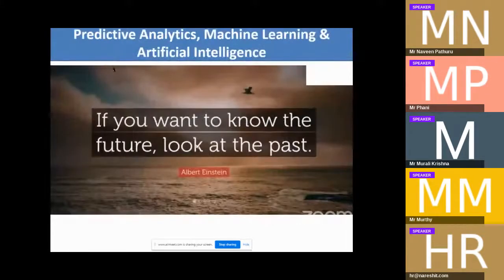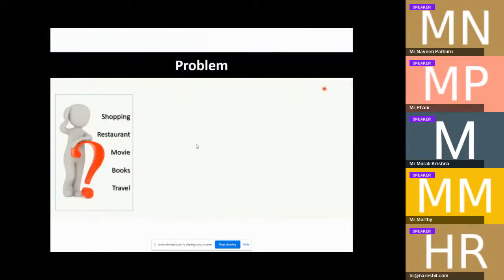If you want to know the future, look at the past. What does that mean? Well, to understand and predict the future, we can look at the past and try to predict the future. That is the meaning of that. That is predictive analytics, guys. That is machine learning. That is deep learning. They are the components. They are the heart of artificial intelligence, is what we can say.